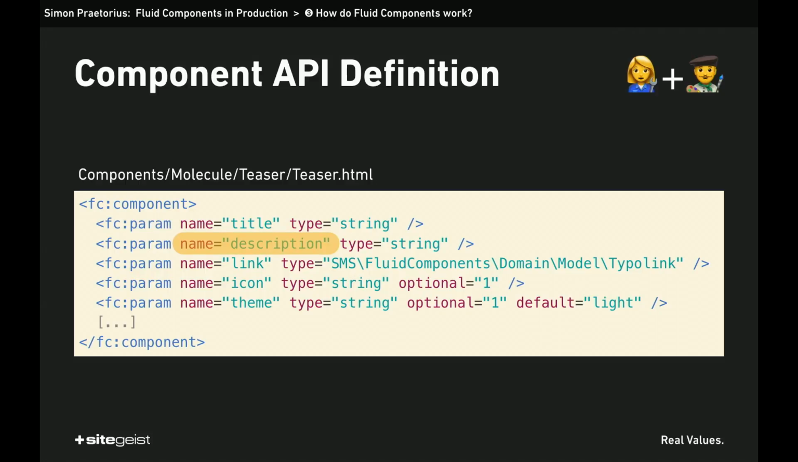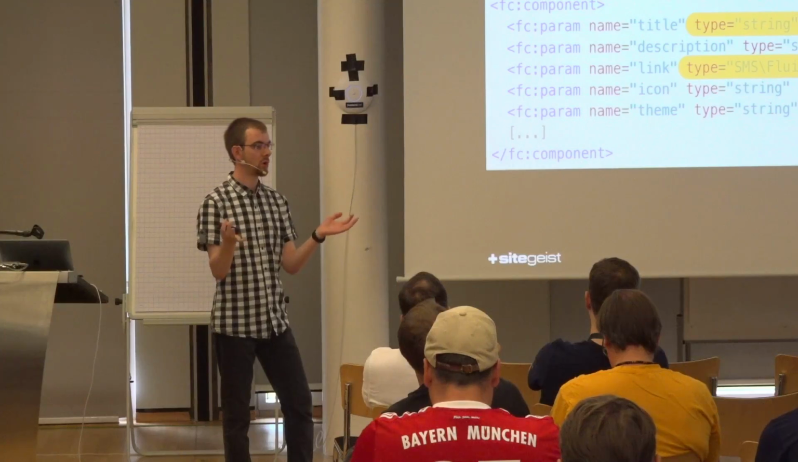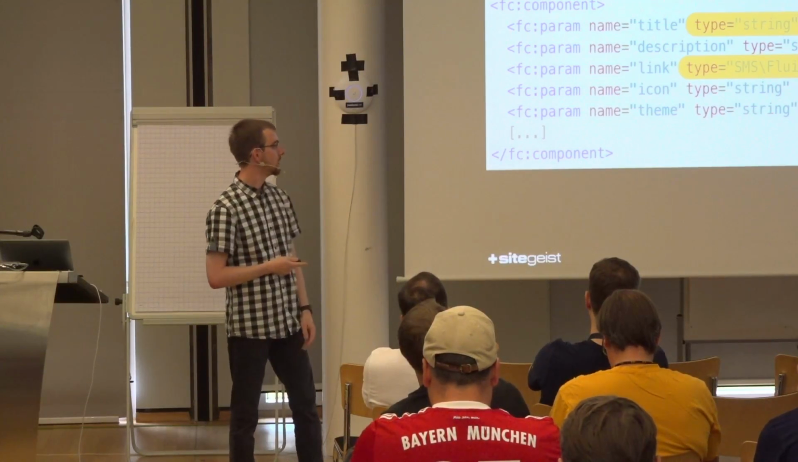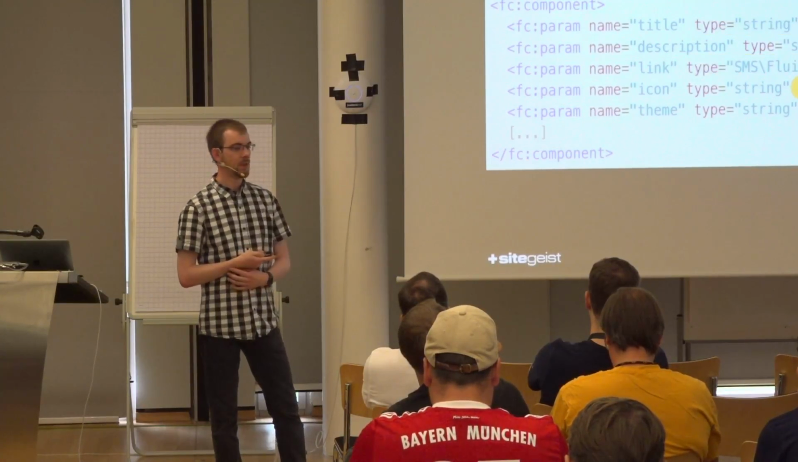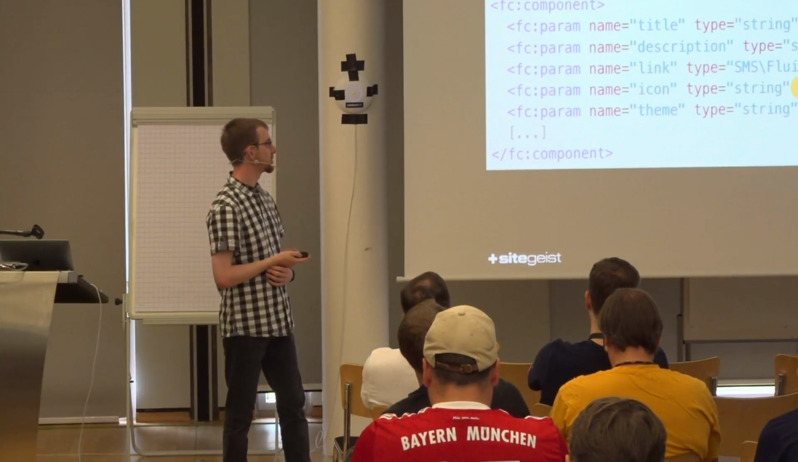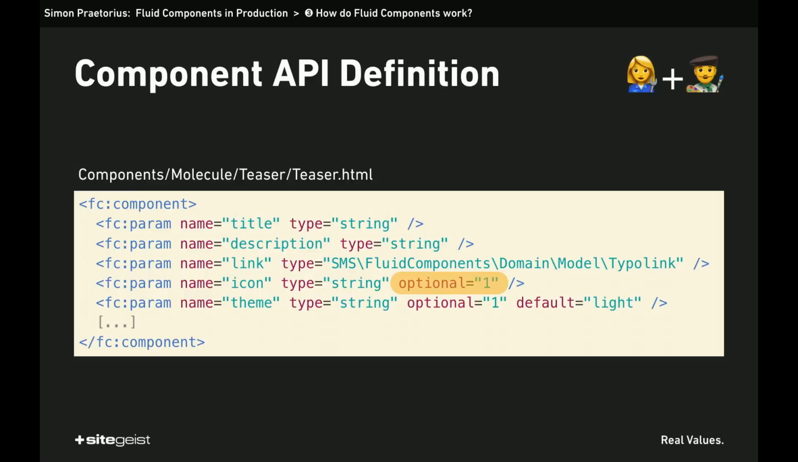Each param, of course, has a name and has a type. You can both use scalar types like string or integers. You can also use arrays, and you can use some more complex data structures like I used here. We will see about this later, this data structure. Every parameter can be optional. By default, every parameter is required.